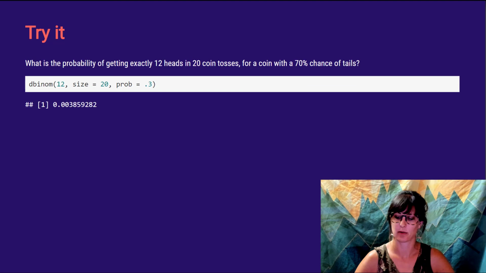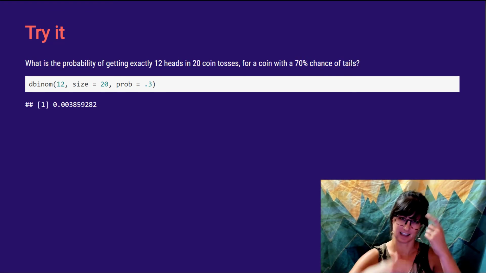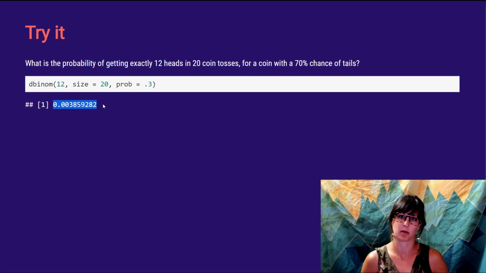Here's the answer. We would like the density, the exact height of the distribution for the binomial at the value of 12. For this situation where there's 20 tries, and be careful there, did you catch that one? I asked about 12 heads, but I said there's a 70% chance of tails. So make sure that you're translating these into their true real-world meaning, and not just putting the numbers in the function in the order that you see them. And we see here that this is highly unlikely. For this unfair of a coin, we probably won't get 12 heads.